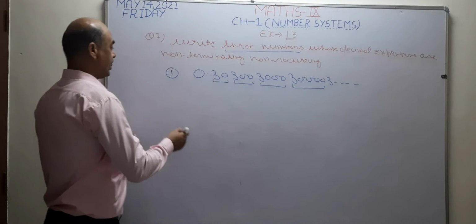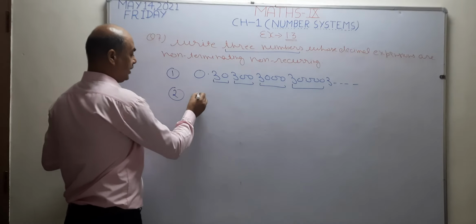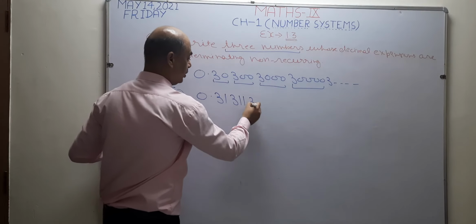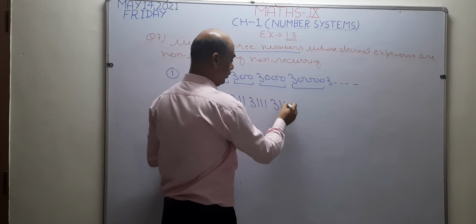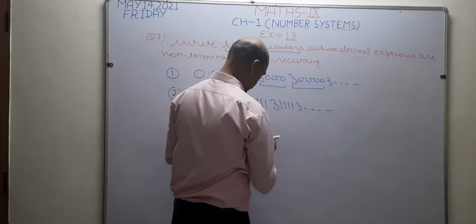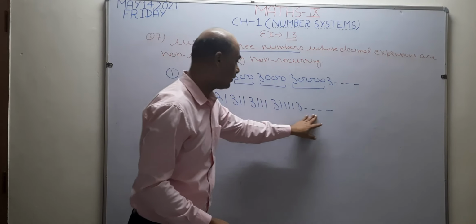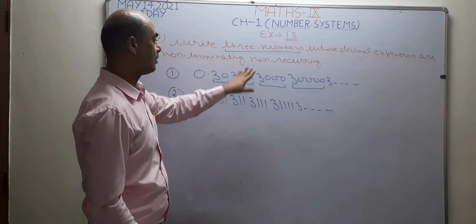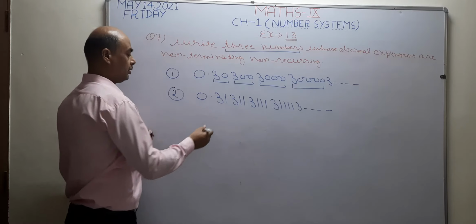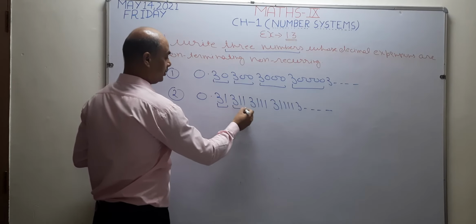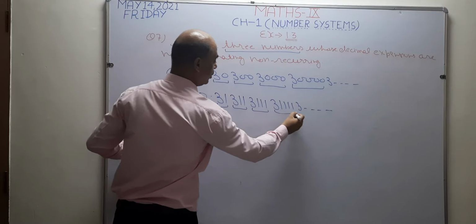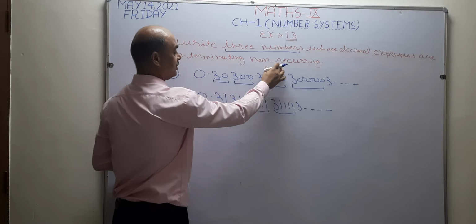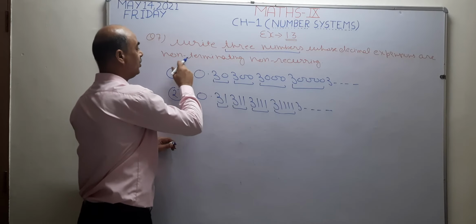Now I want to write the second. You can write 0.31311311131111 and so on. Since an end is not there, therefore this is representing non-terminating. After that I want to check whether they are going to repeat. See, 31. No number is going to repeat. Therefore, they represent non-recurring or non-repeating decimal. So this is the second example of irrational number.